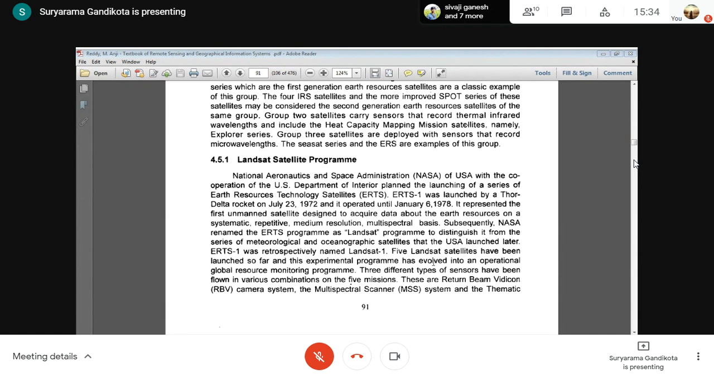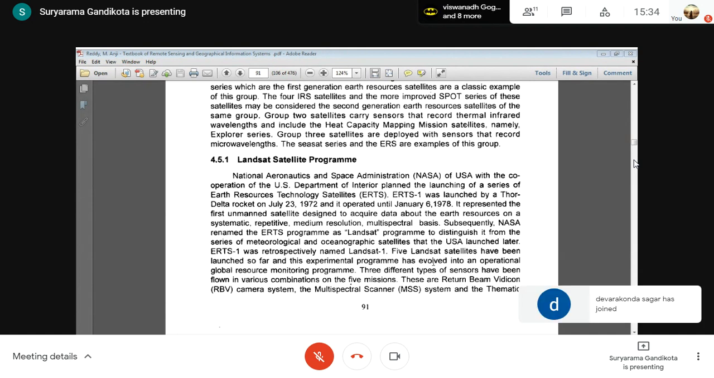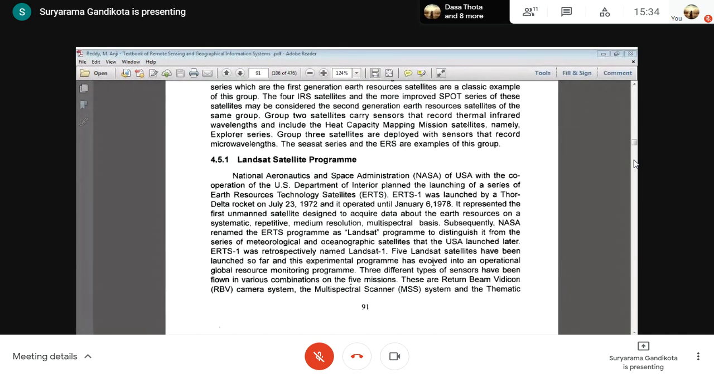multispectral basis. Subsequently, NASA renamed the ERTS program as the Landsat program to distinguish it from the series of meteorological and oceanographic satellites that the USA launched later. So the Landsat program comes under ERTS, Earth Resources Technology Satellites. ERTS-1 was retrospectively named Landsat 1.